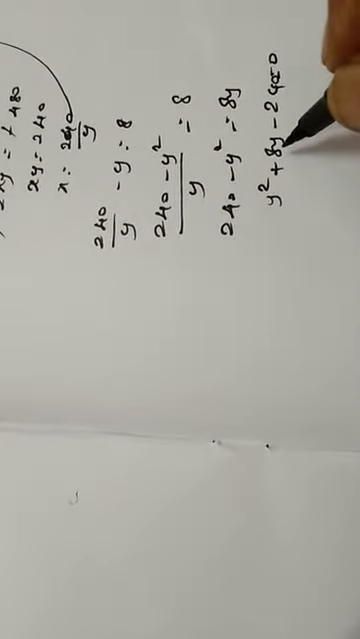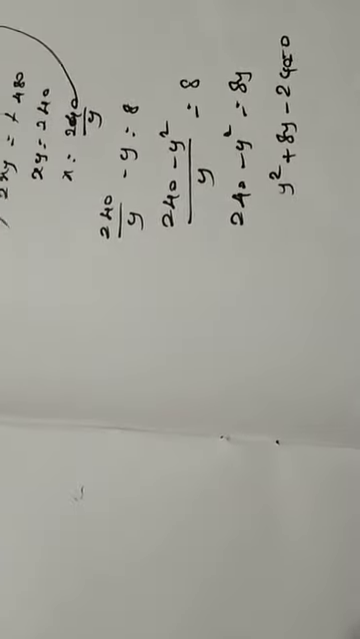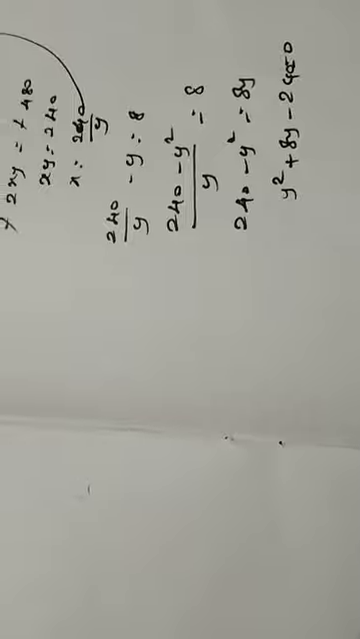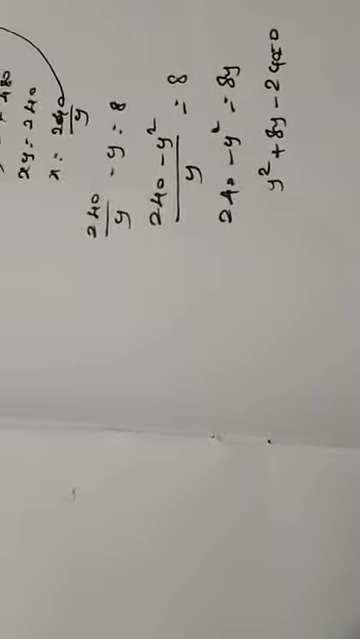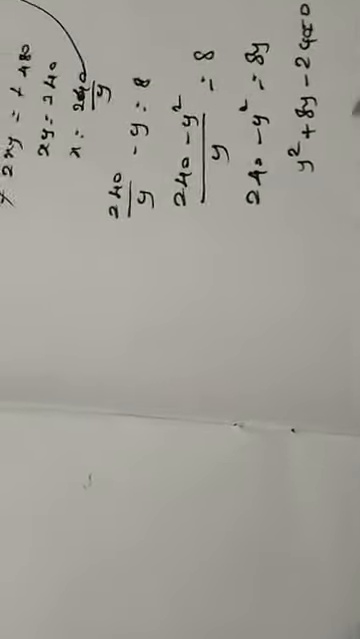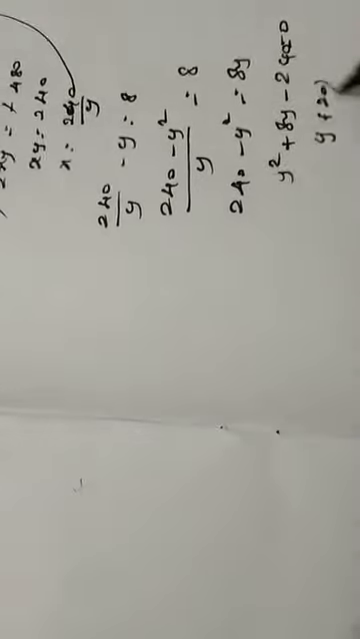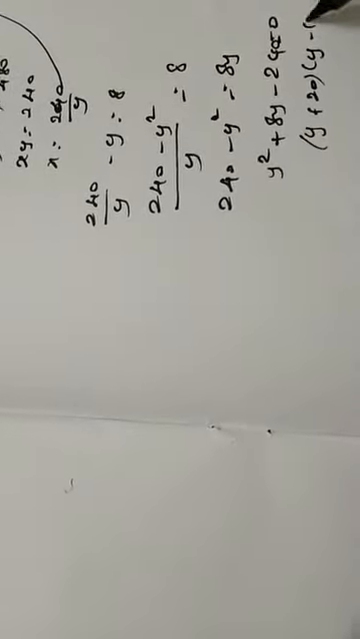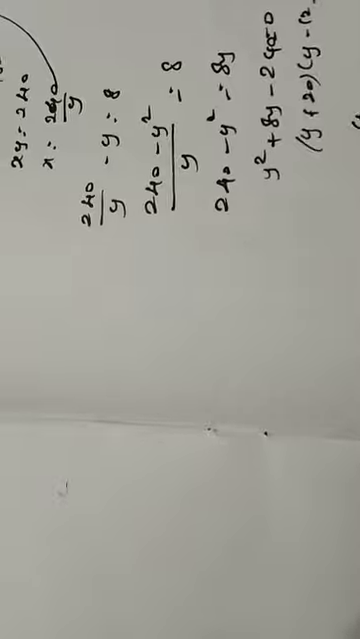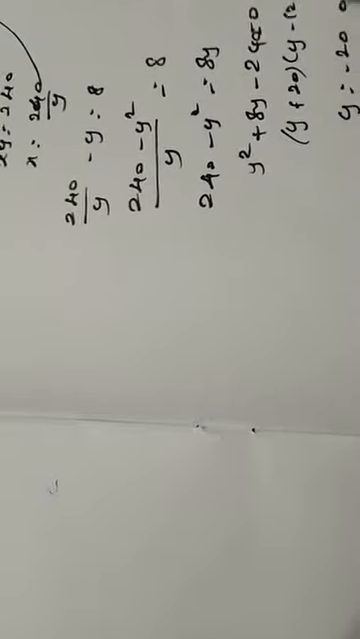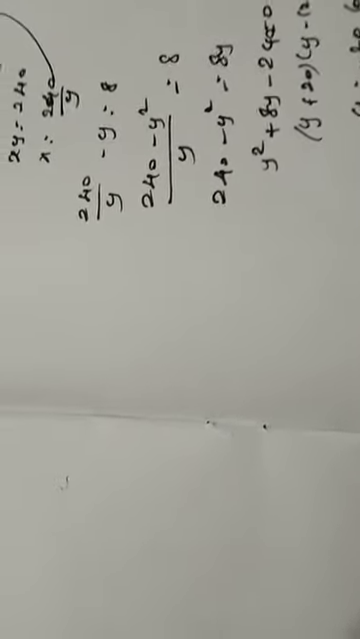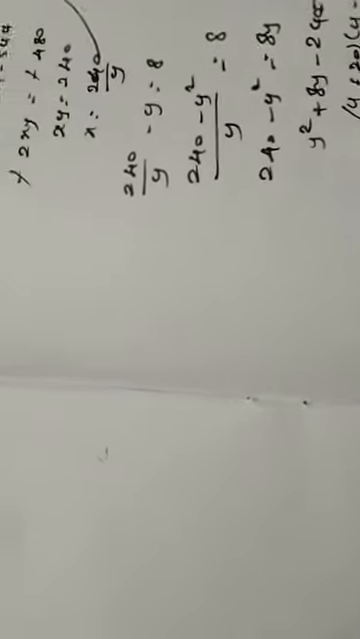So here we can get 20 into 12, 240, but it should be positive, so minus 12. So y plus 20 into y minus 12 equal to 0. That is y equal to minus 20 or y equal to plus 12. So we are going to take the positive value.